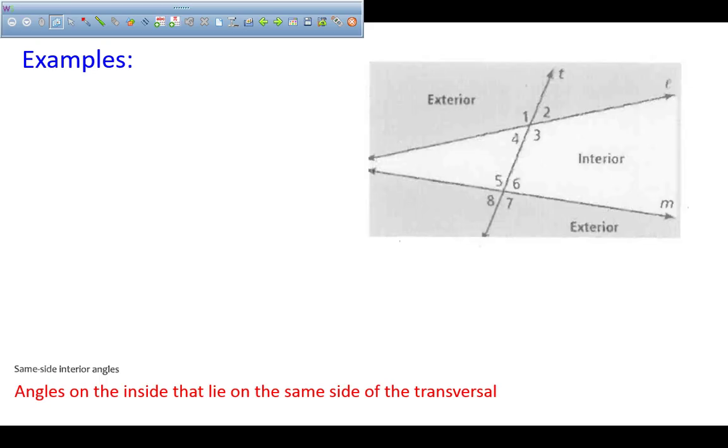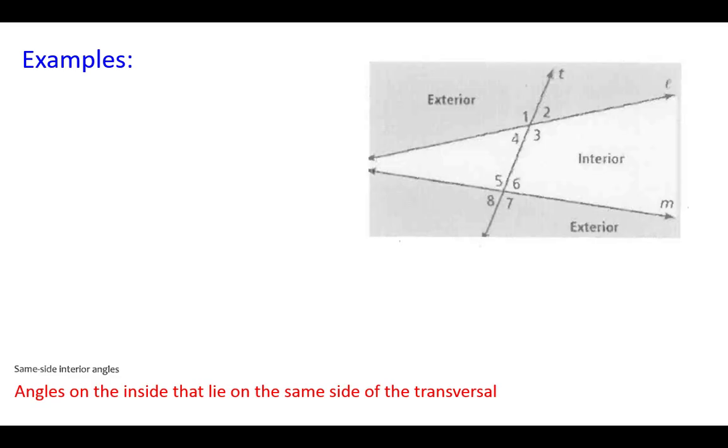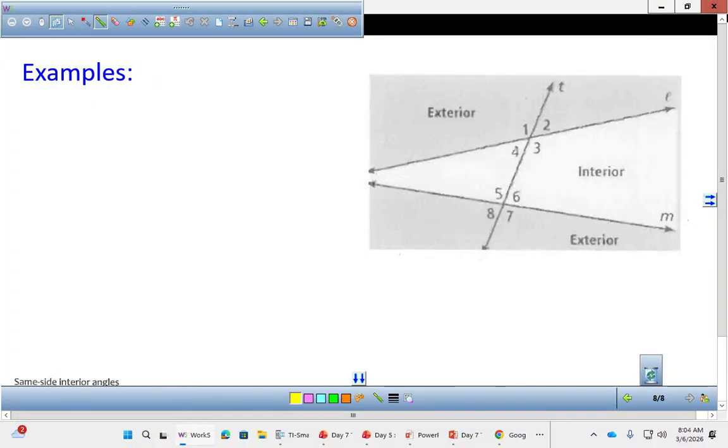Same side interior angles are exactly what they sound like. They are on the same side of the transversal, same side. Interior means inside, okay? So the definition is the word. Angles on the inside that lie on the same side of the transversal. You might not even need to write the definition down, right? Because it really is the same thing as the word. So remember what our transversal is.